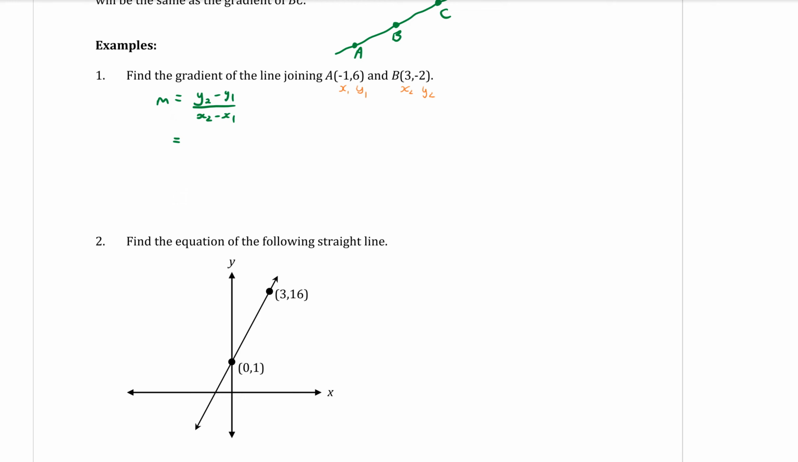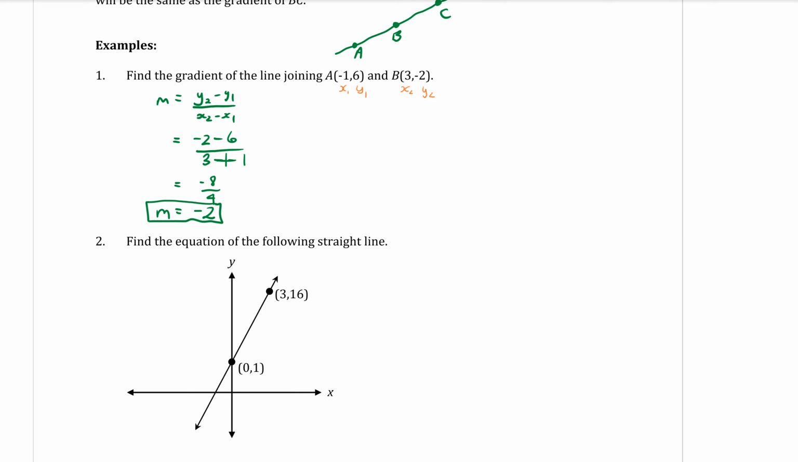So y2 is -2, take away from the formula y1, which is 6, over x2, which is 3, take away x1, which is -1. Now, I had a negative from the formula and my number was a -1. When you have two negatives next to each other, that becomes a plus. So -2 minus 6 is -8, and 3 plus 1 is 4. And when I divide that, -8 divided by 4, I get a gradient of -2. So there it is, m equals -2.